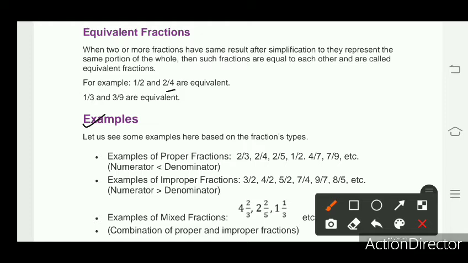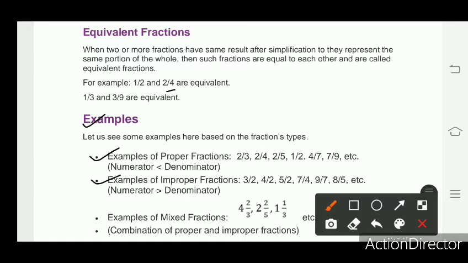Now here we discuss some examples related to fractions. Let us see some examples based on the fraction types. Examples of proper fractions are 2 upon 3, 2 upon 4, 2 upon 5, 1 upon 2, 4 upon 7, 7 upon 9, etc. Here the numerator is smaller as compared to the denominator. So these types of fractions are known as proper fractions.